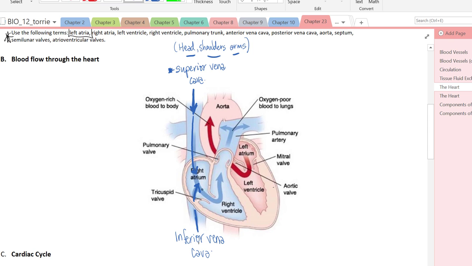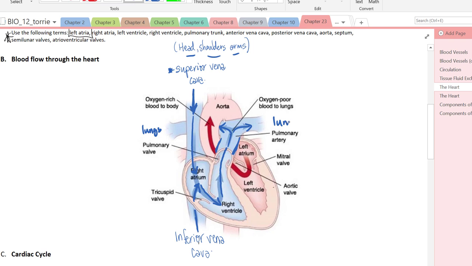So blood enters into the right atria, and the right atria sends it to the right ventricle, and then the right ventricle goes through the pulmonary valve into what's called the pulmonary trunk. All right, so this main section is the pulmonary trunk, which then splits again into left and right pulmonary arteries going to the lungs, right?